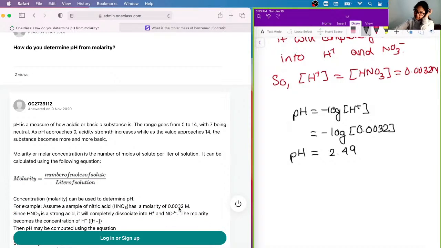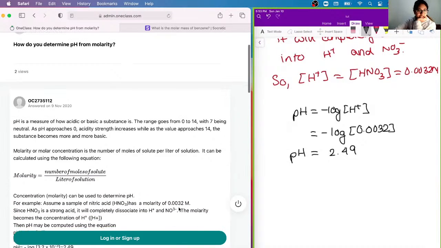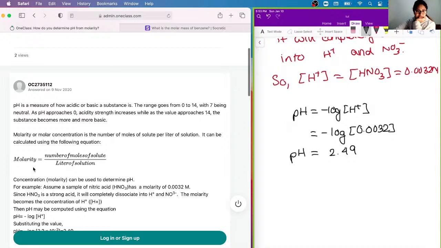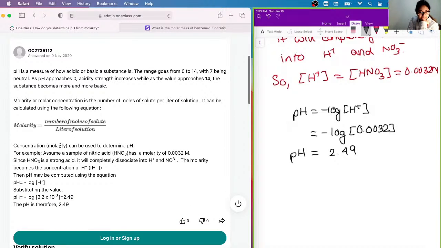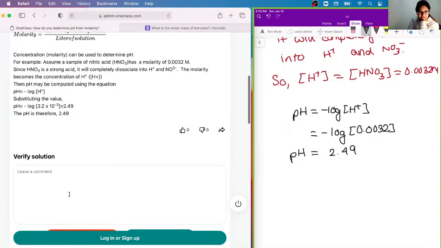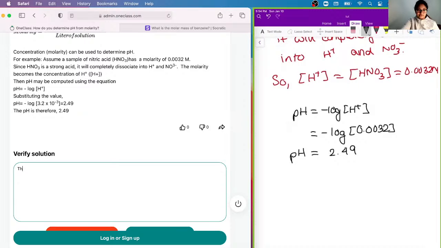So they've given the formula for molarity, and concentration is basically molarity, and if we use it to determine pH, this is what we just did here, and the solution is correct.